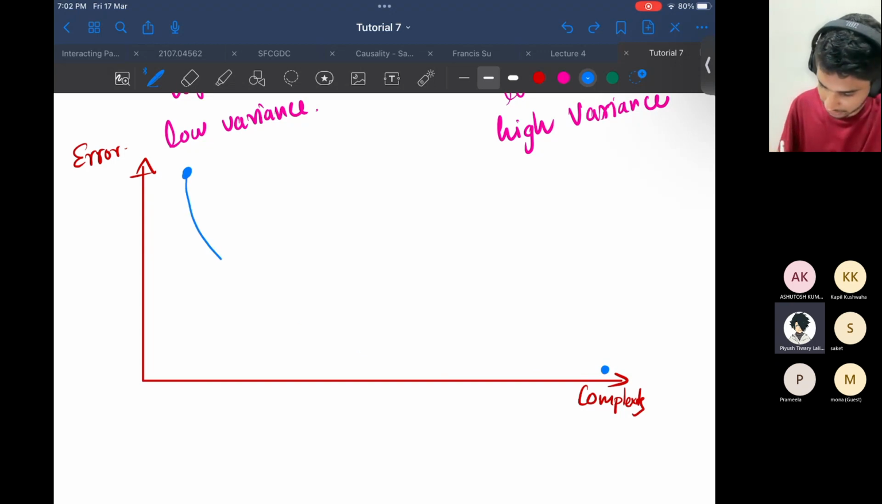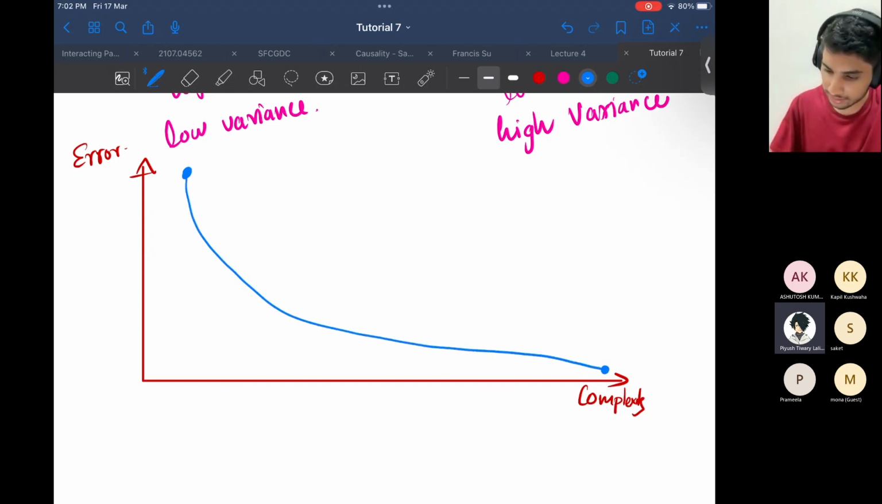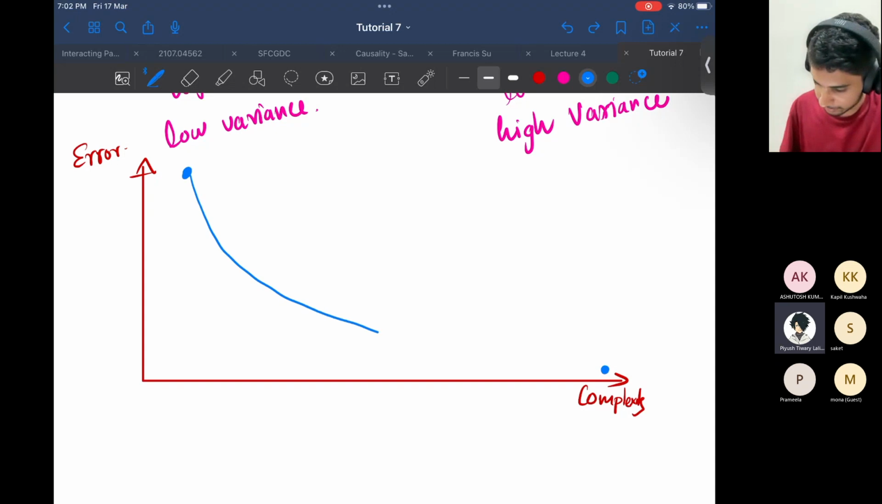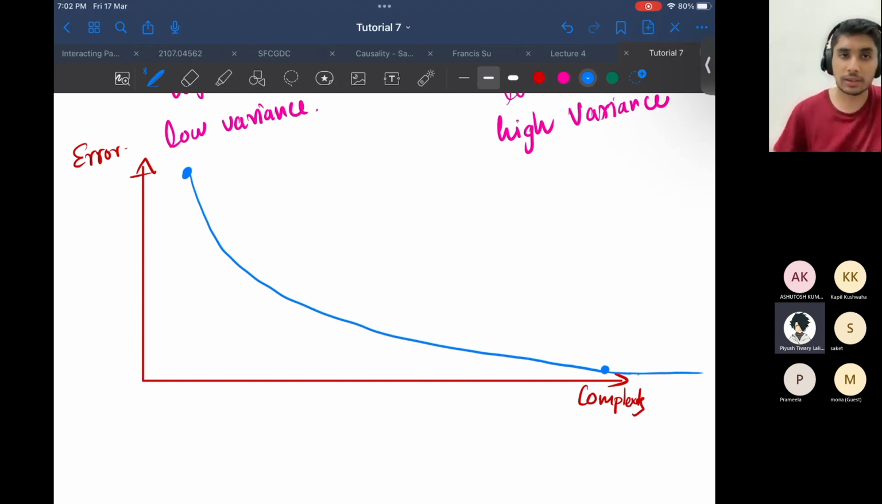Okay, it is not coming out well. Something like this, right? It will go on and maybe even become zero at some point. I hope you will agree with me that this is how the training error would look. This is your training error.